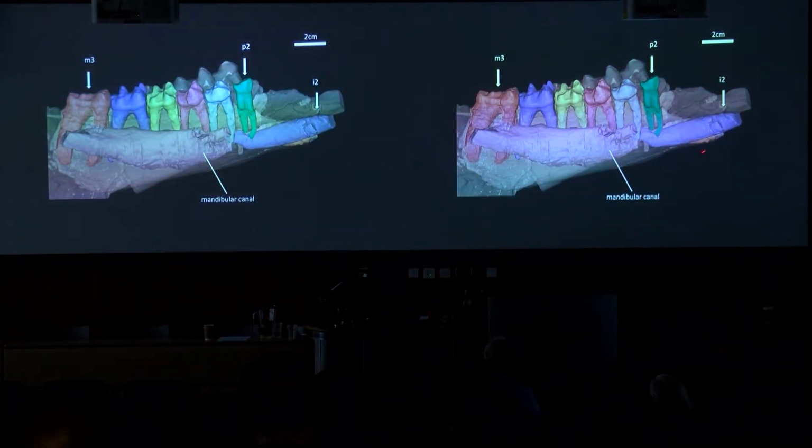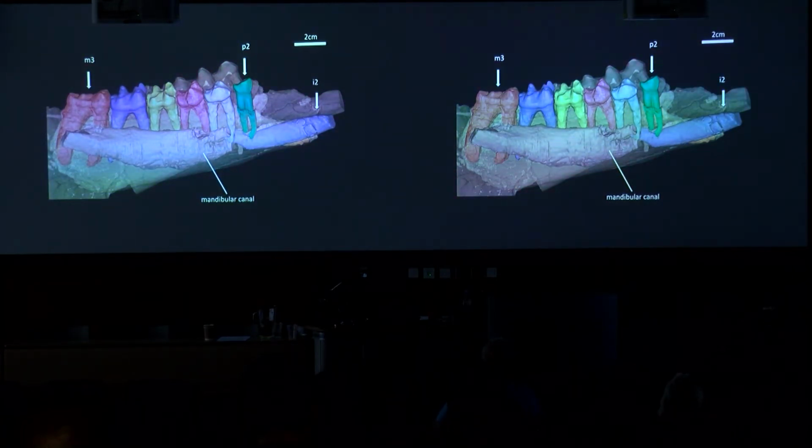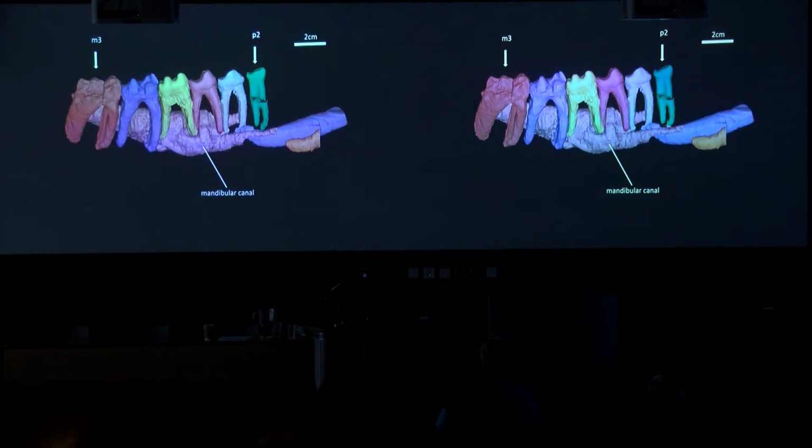But what's really interesting for us is the size of the mandibular canal. The mandibular canal is a hollow in the lower part of your jaw, and through it run the arteries, nerves, and veins that feed blood and nerves to your teeth and your lips. And in Moeritherium, it's really, really large. So it takes up almost the whole of the mandible. So you can see here as well, it's moving in and around the tooth roots. And it also bifurcates here.